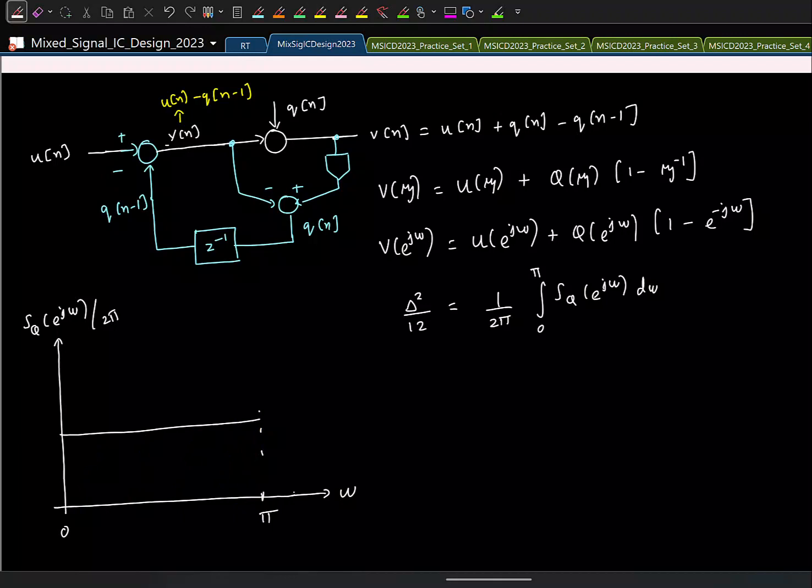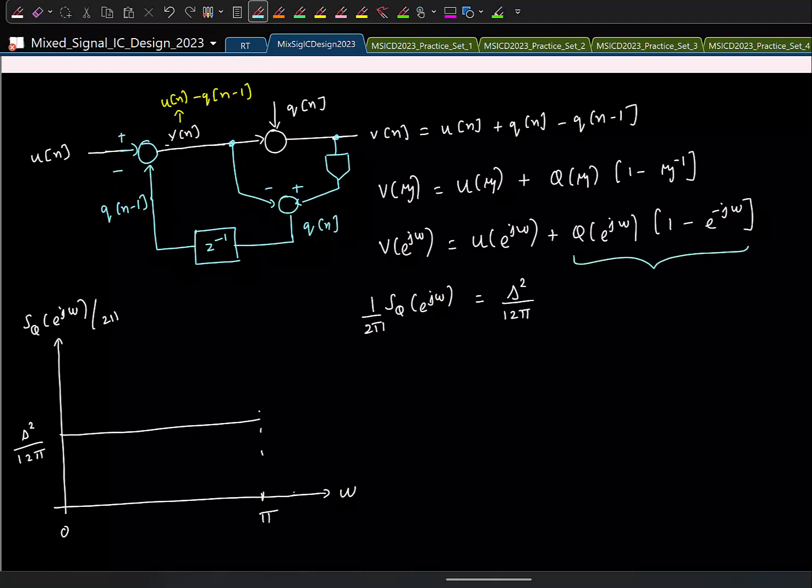So what is this value? The area is delta square by 12. What is that height? Delta square by 12 pi. Fine. So I'll directly write it here. Erase it, it's not needed. I'll just say S Q of e power j omega by 2 pi. It's constant and it's delta square by 12 pi. Fine. Cool.